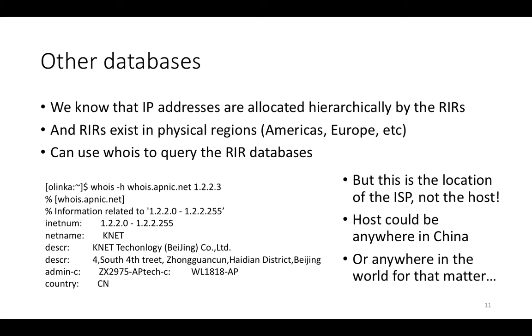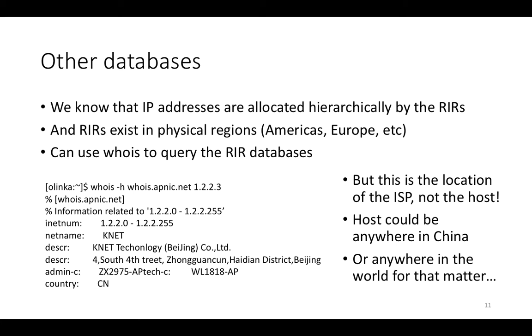What other databases of published information about location are available? Well, we know that IP addresses are allocated hierarchically, and these addresses are given to the RIRs, or the regional internet registries. These RIRs get big chunks of address space blocks, and then they sub-allocate to different organizations, such that these big blocks are typically contiguous. We know that these RIRs exist in different physical regions. So for instance, in the Americas, we have ARIN, in Europe, we have RIPE, and in Asia, we have APNIC.